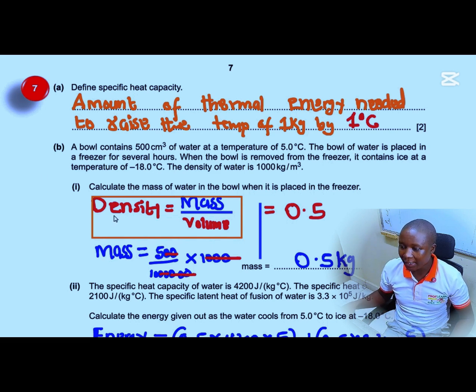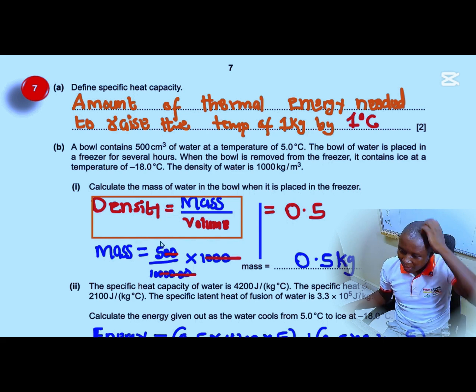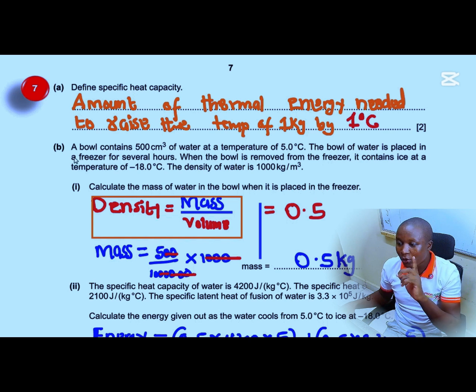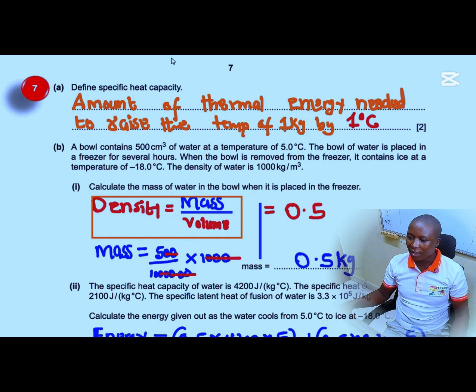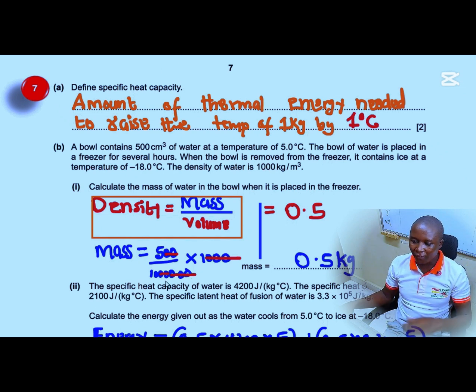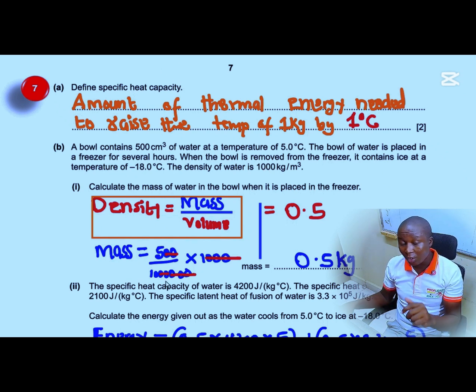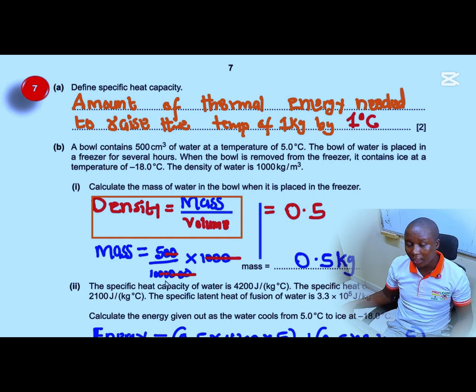We understand that density is equal to mass over volume. Now the mass is calculated in kg here, but you need to remember that the density was given in kilograms per meter cubed and the volume is given in centimeter cubed. So we are going to divide by a million in order to convert the centimeter cubed to meter cubed, so that you can multiply by the density for us to get the mass to be 0.5 kg.